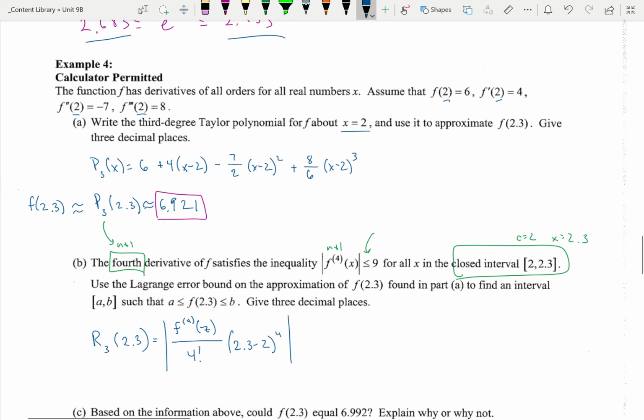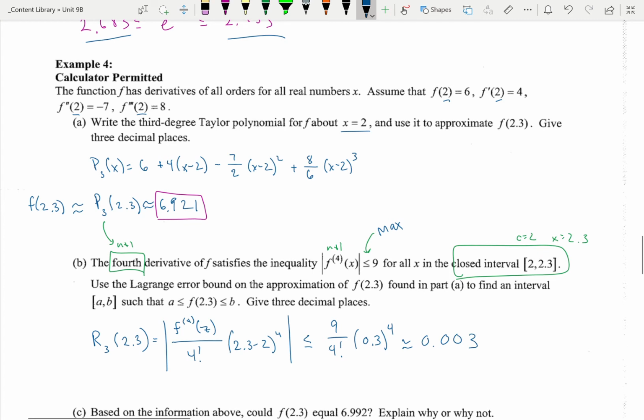Okay, and we don't know what that fourth derivative is at z because we don't know what z is, but we do know that guaranteed this is the maximum it can be. It can't be any bigger than 9. So we're going to say this is definitely less than or possibly equal to 9 over 4 factorial times 0.3 raised to the fourth. And when I type that into the calculator, 9 divided by 24 times 0.3 raised to the 4, I get approximately 0.003. You should be pretty used to the fact that these numbers are small.